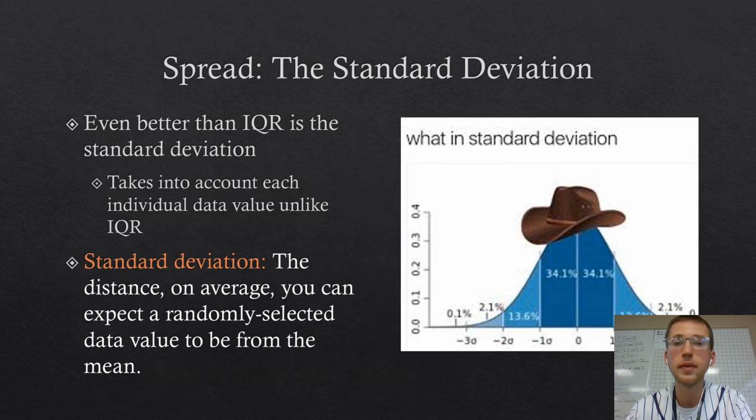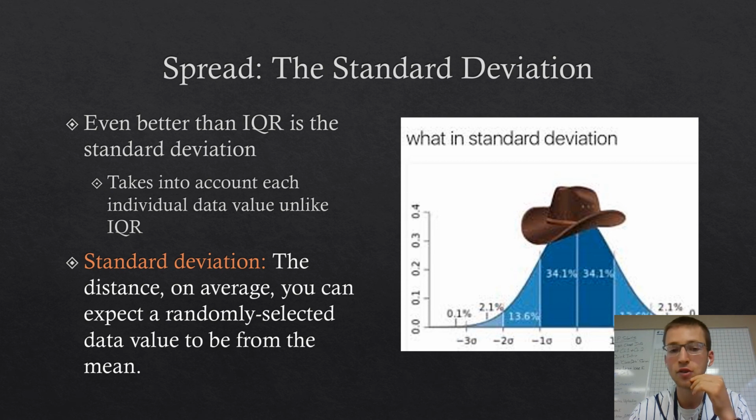Now, one final measure of spread, and this is the one that we prefer to use, is called the standard deviation, okay? IQR is really great, but it does have some limitations. If you think about the IQR, really all it does, it's similar to the median. It's kind of a snapshot of just a handful of points. The standard deviation, on the other hand, takes into account all of our data values.